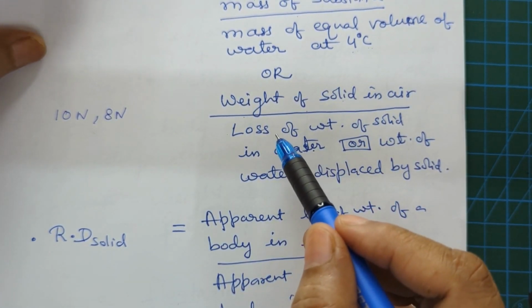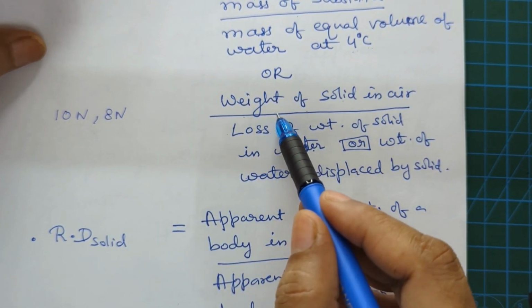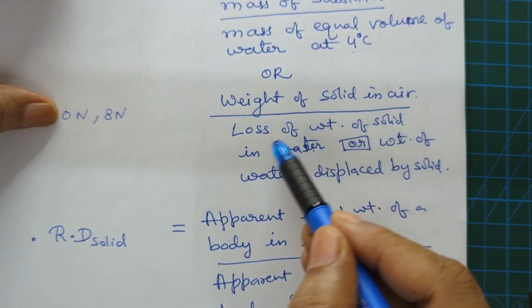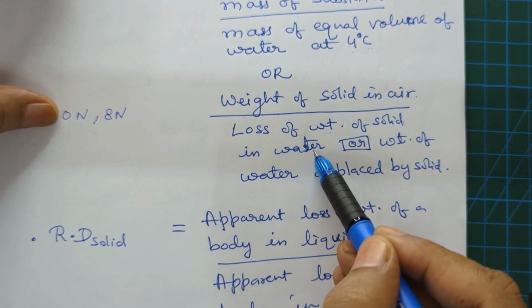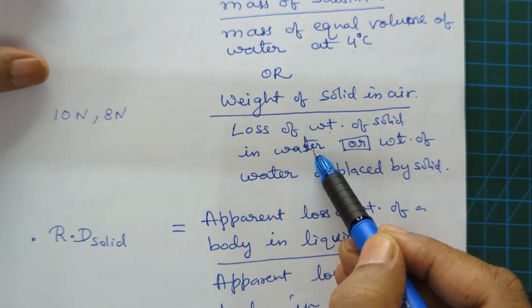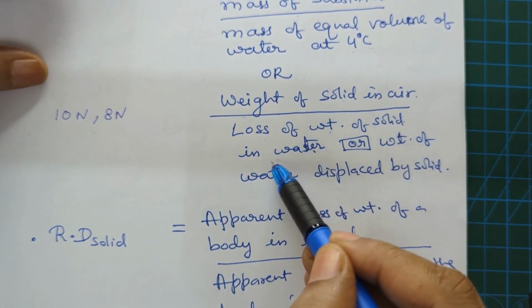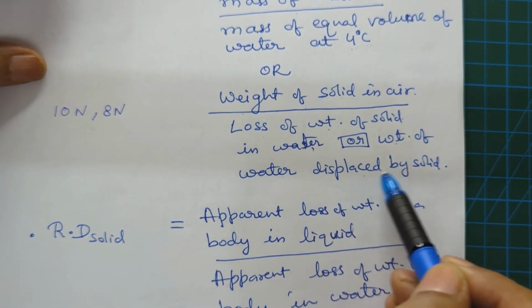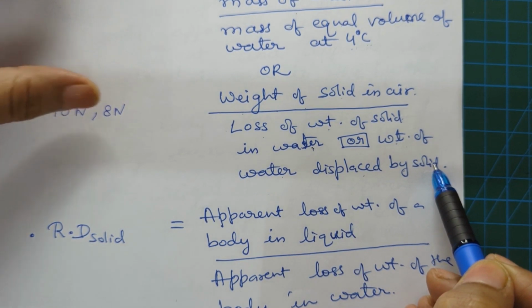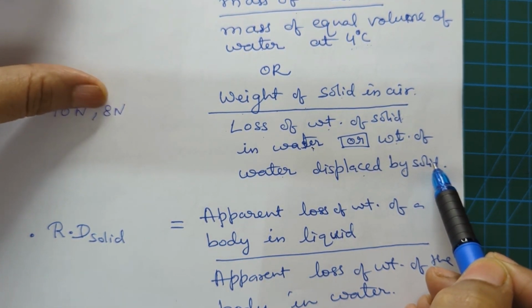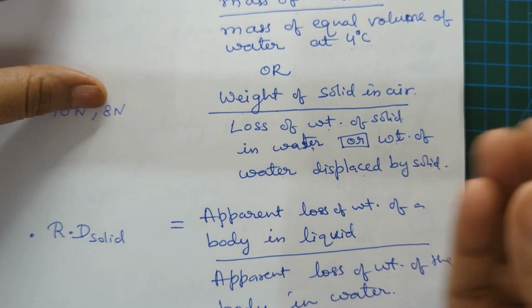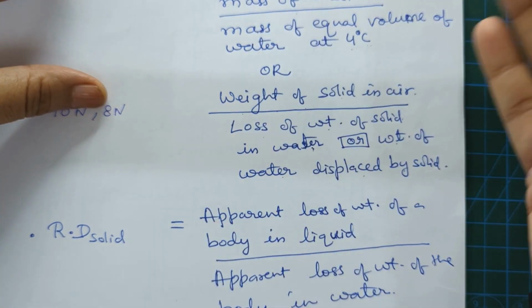So relative density of a solid can be calculated as the ratio of weight of the solid in air, that is 10 Newton, by loss of weight of the solid in water, that is 10 minus 8, meaning 2 Newton. If not loss of weight of solid in water, it can be the weight of water displaced by the solid. So whatever is the loss of weight, that 2 Newton is actually equal to the weight of water displaced when that solid is placed in water. Water gets displaced, flows away, overflows.